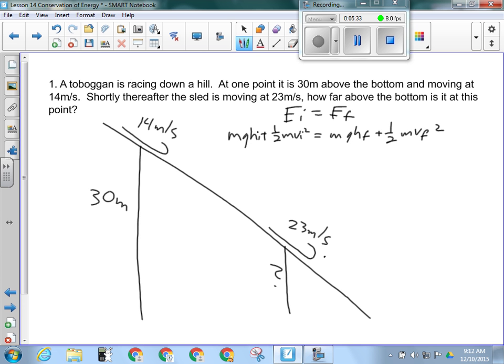Mass, which is good because they didn't tell me what it was. I could make up a number, but I don't want to. I want to enter less stuff into my calculator and just eliminate mass, since everything's being multiplied by it anyway.